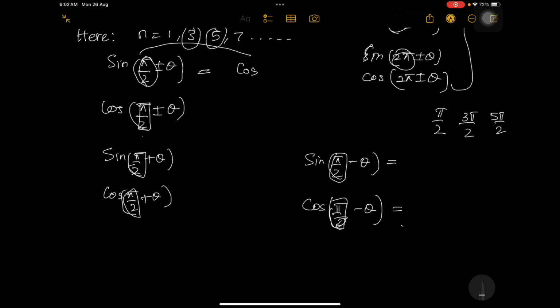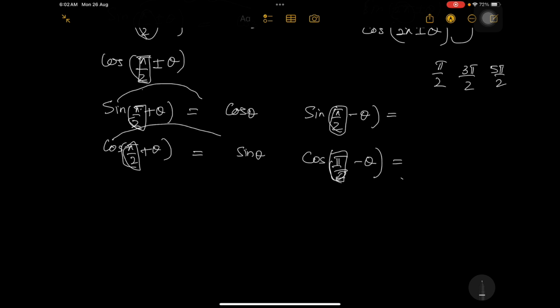So it's going to be cos. For this one, pi by 2 means sine becomes cos. Cosine means it's going to be sine. Cos theta, sine theta. But what is the sign, plus or minus? We have to find out. The value is going to be plus or minus.